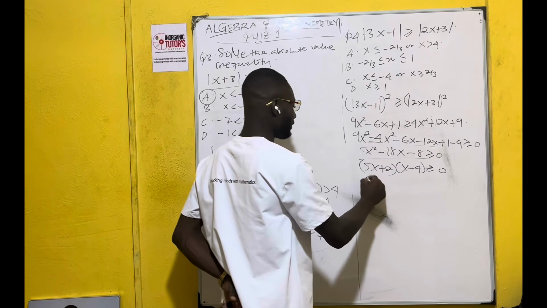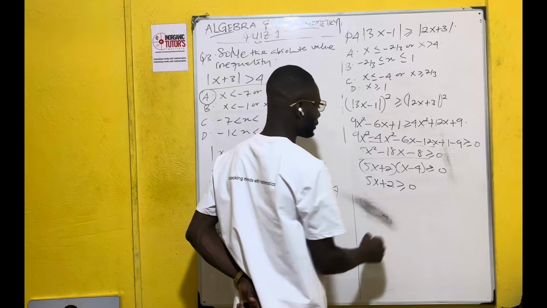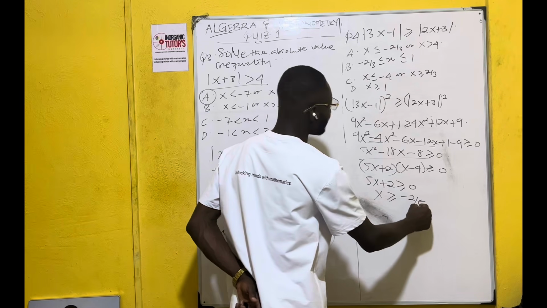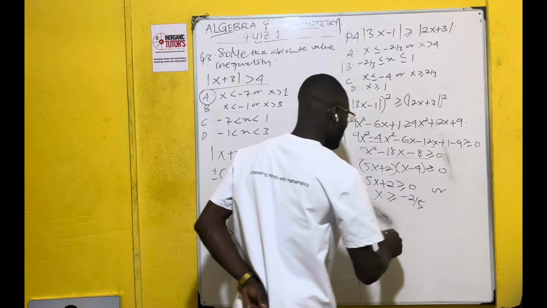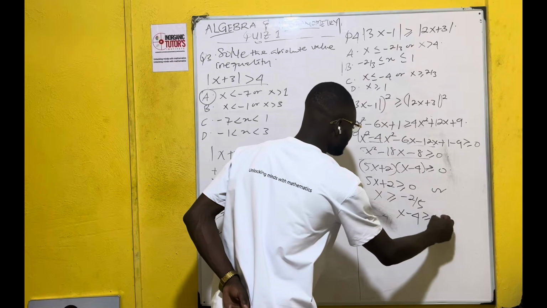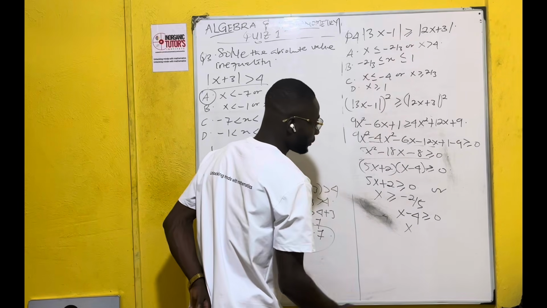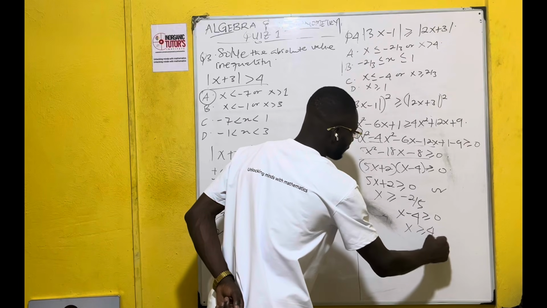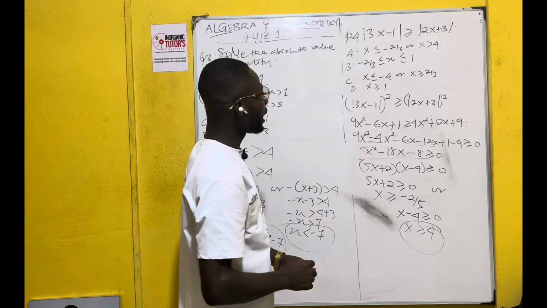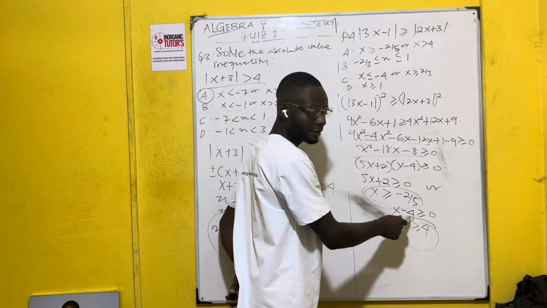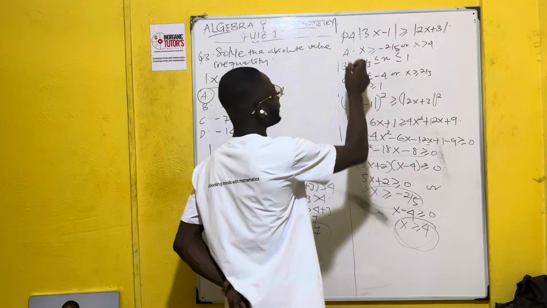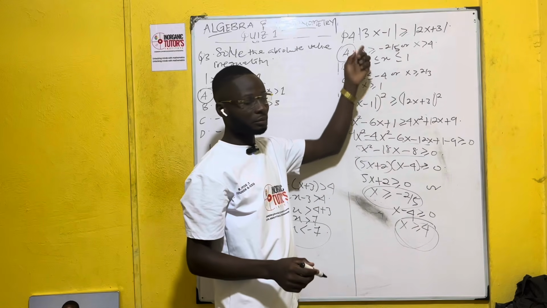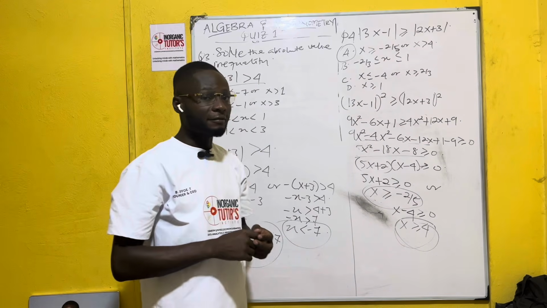So you have 5x plus 2 greater than or equal to 0, which means that x is greater than or equal to minus 2 over 5, or x minus 4 greater than or equal to 0. If you solve this, you have x greater than or equal to 4. So that is option A for this particular problem. So that is question number 4.